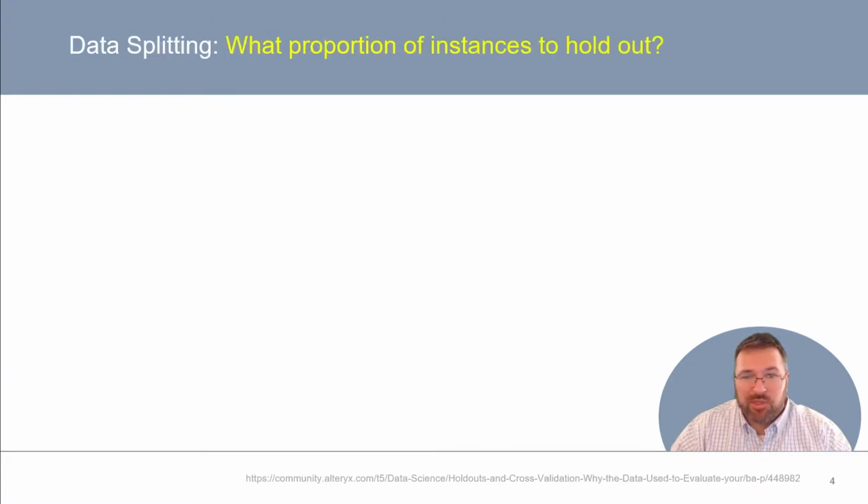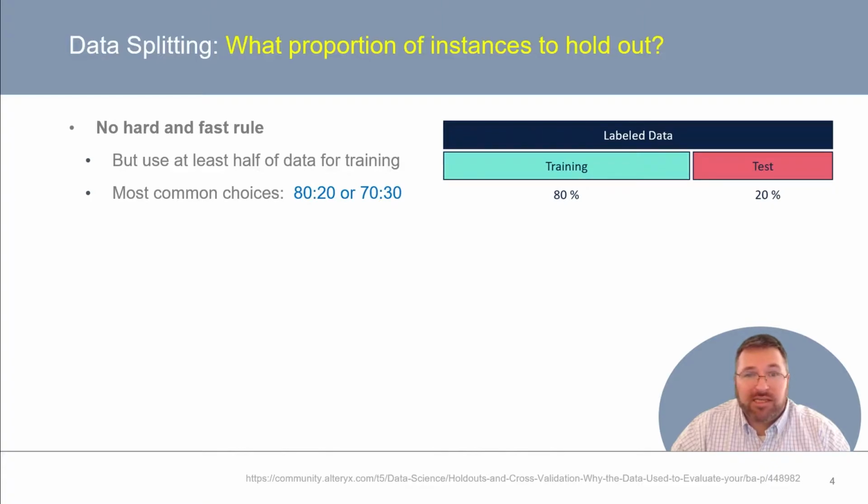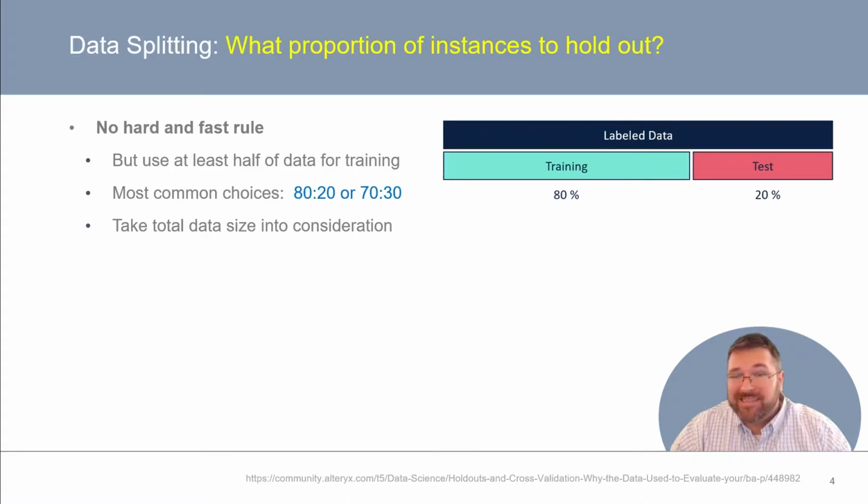When it comes to data splitting, you may be wondering what proportion of instances to hold out for a test set. There isn't any hard and fast rule for this. However, you should use at least half of the data for training. The most common split ratios are 80% to 20% or 70% to 30%, and one of the most strongly recommended ratios is 90% to 10%, as we'll see later. In determining this split, you should take the total number of instances you have into consideration, where the more instances you have, generally the smaller a proportion of them can be left out for testing, while ensuring that you still have a sufficient number of testing instances to get a good evaluation of your model.